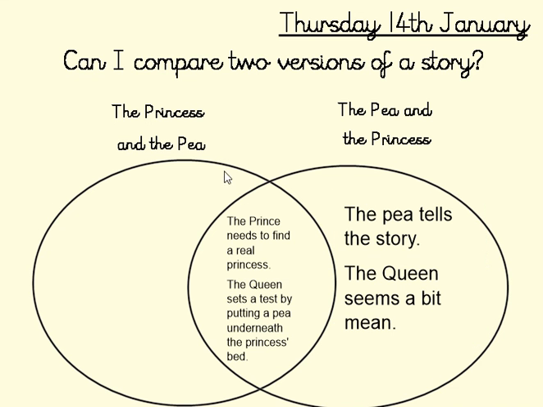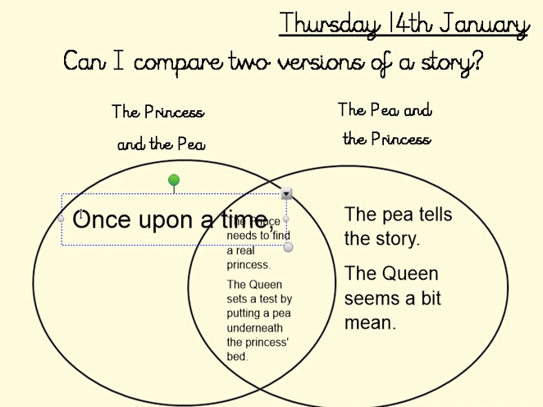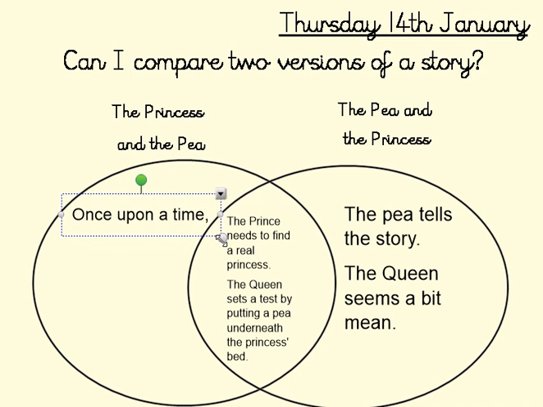What's only in The Princess and the Pea? Well, let's think about how the story starts. It starts with once upon a time. In The Pea and the Princess, it doesn't start like that because it's told from the Pea's perspective. Right, I'm going to leave it there because hopefully you've got some ideas and I want you to think of some more of your own as well.